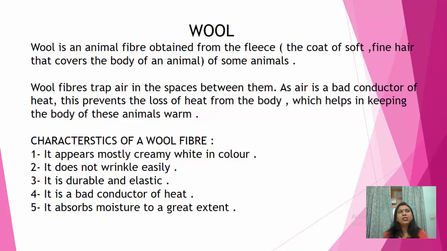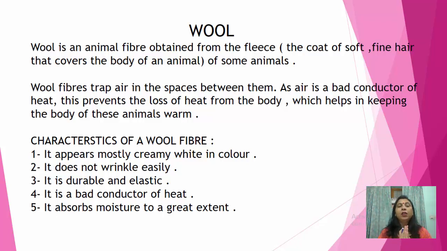Okay. Now, what are the characteristics of a wool fiber? You have seen wool in different colors, bright colors, attractive colors. But actually, natural color of wool is creamy white. That means it appears mostly creamy white in color. You have seen sheep. They are mostly white, creamy white in color. There are some pink patches and brownish also. But normally or most of the time it is creamy white in color.